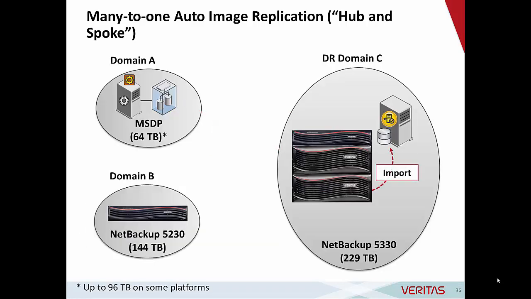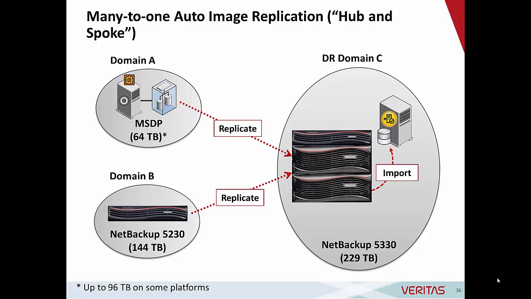As we mentioned, in addition to using AIR for a Site A, Site B data protection strategy, I could also be using this for a many-to-one, often referred to as a hub and spoke. In this case, I have one domain that's my main DR domain for multiple remote sites. A lot of times folks would call that the bunker site. My two remote domains, domain A and domain B: I've got an MSDP pool, build it yourself, 64 terabytes in domain A. I've got a 5230 appliance in domain B, and I'm using AIR to replicate data to the bunker site, domain C.